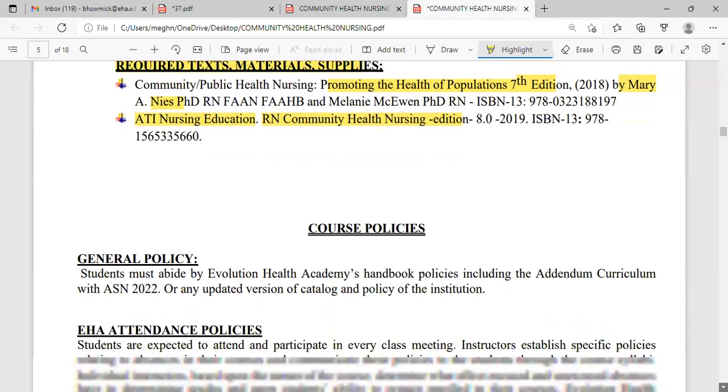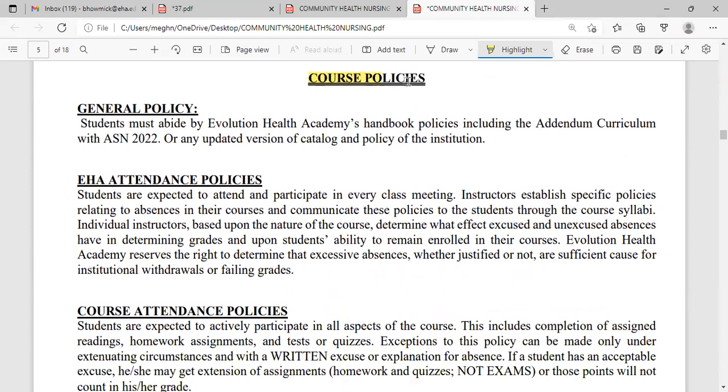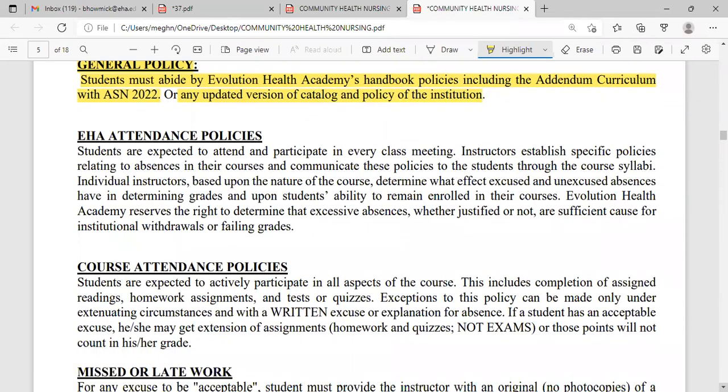What else? Next here, the course policies. So the general policy says the student must abide by Evolution Health Academy's handbook policy, including the curriculum, also called Associate Degree of Nursing 2022, right? Or any updated version of the catalog or policy of the institute. Sometimes we can change the policies. Definitely, you have to obey the rules and regulations of the school.